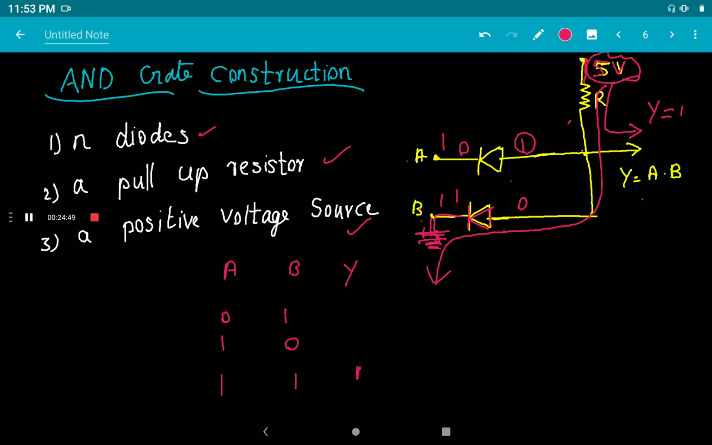So the output will go down to 0. When there is a low resistance path here, the current will conduct through this diode. In the forward biased condition, we get a low resistance path. So the output will be 0, and it will conduct through this diode to ground. So both the inputs must be logic 1 for getting the output as 1. So here the output is 0, here also the output is 0.